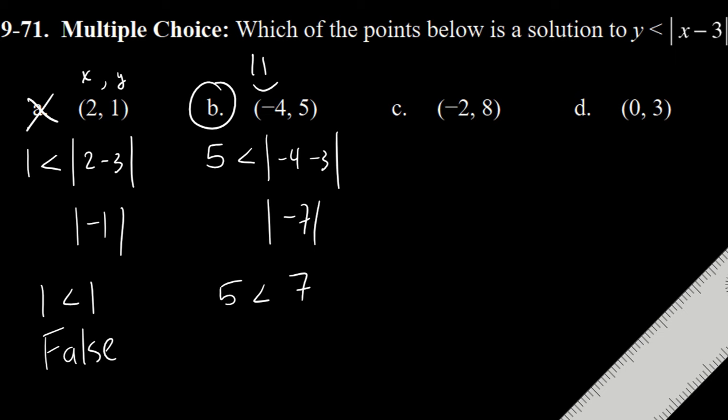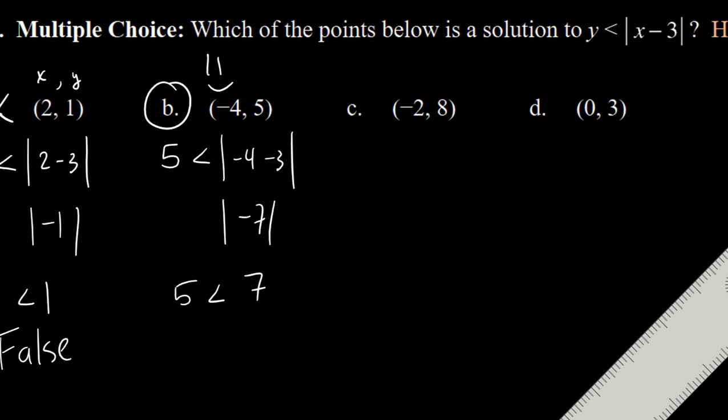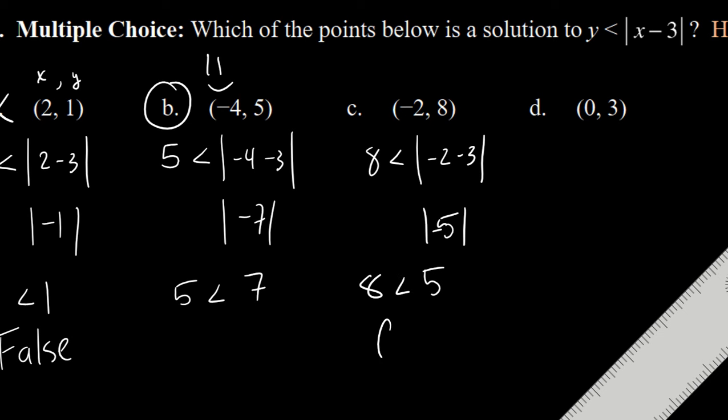What about option C? So again, same thing, I'm plugging in my y value. I've got 8. Is that less than the absolute value of negative 2 minus 3? That's negative 2 minus 3 is negative 5, so I'm looking at the absolute value of negative 5, which is 5, and the question is 8 less than 5? And that's false, right? 8 is not less than 5. So C is not an option.